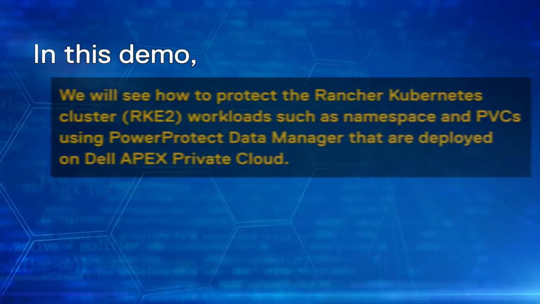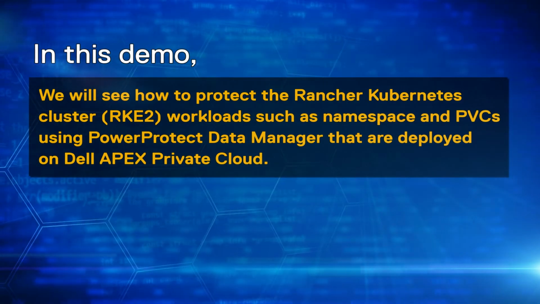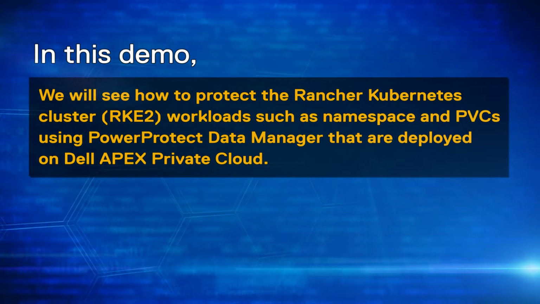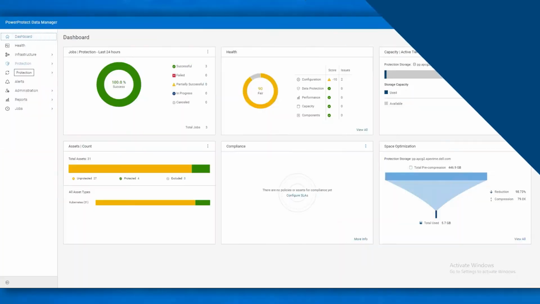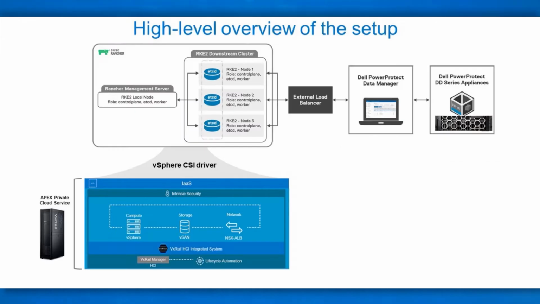In this demo, we will see how to protect the Rancher Kubernetes cluster RKE2 workloads such as namespace and PVCs using PowerProtect Data Manager that are deployed on Apex Private Cloud. Before proceeding with data protection, we will briefly explore the Rancher Kubernetes cluster setup. This is the high-level overview of the setup for this demo.